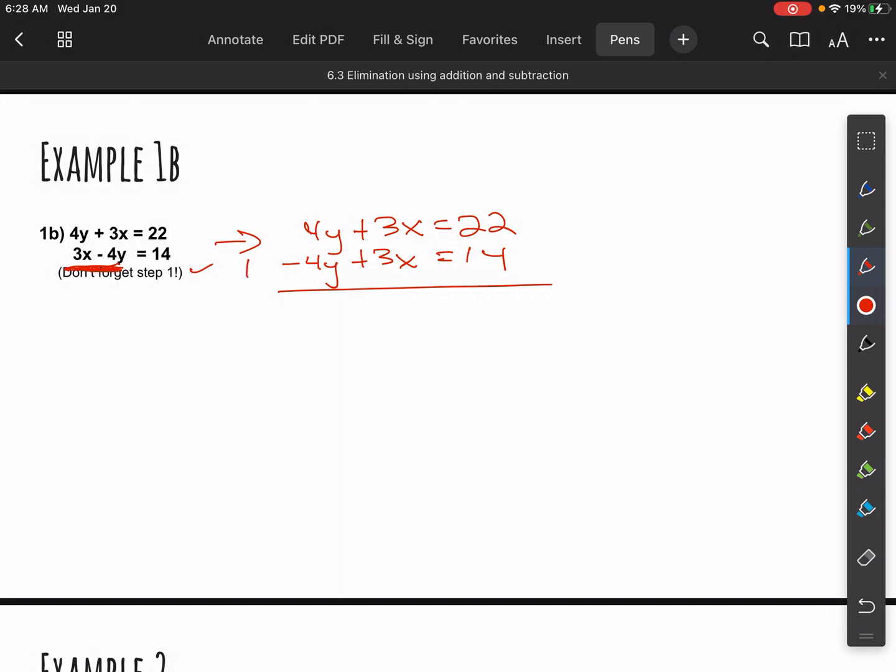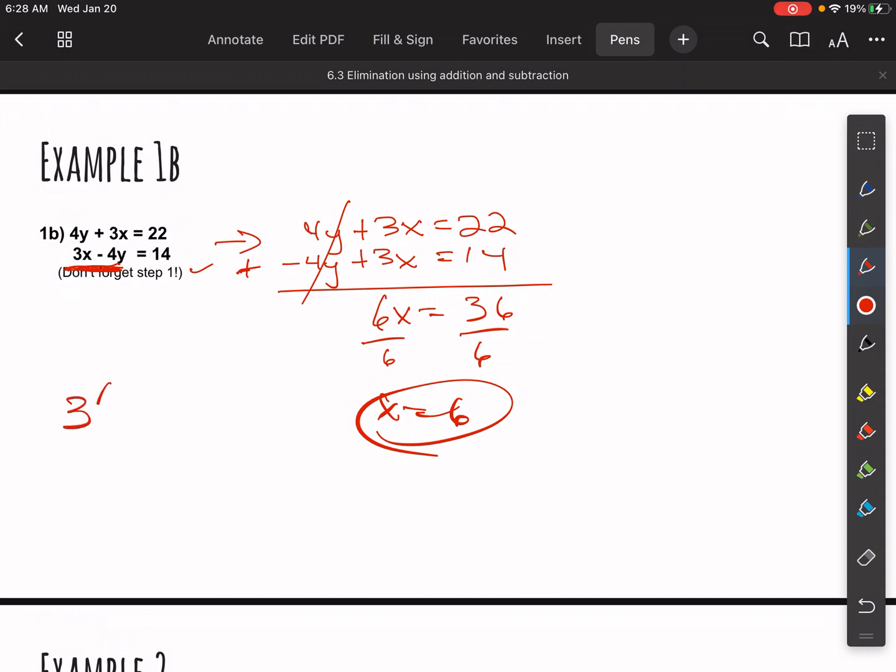If I add the two together here, this goes away. 3 plus 3 is 6. 22 plus 14 is 36. Divide both sides by 6, and I get x is equal to 6. I'm going to take that and plug it back in for x in either equation. I'll choose the second one. 3 times 6 minus 4y is equal to 14. So I get 18 minus 4y is equal to 14.